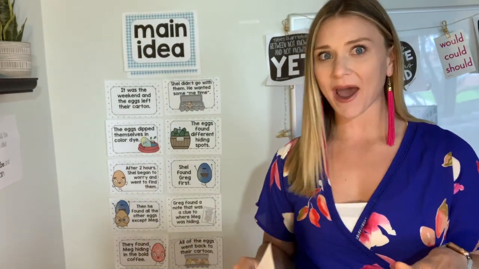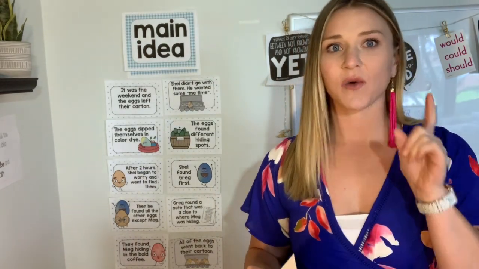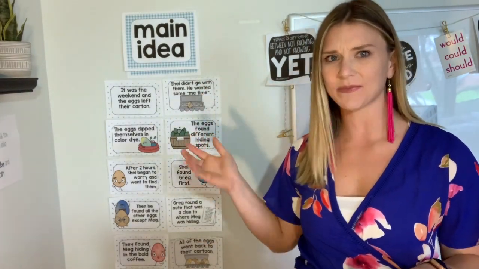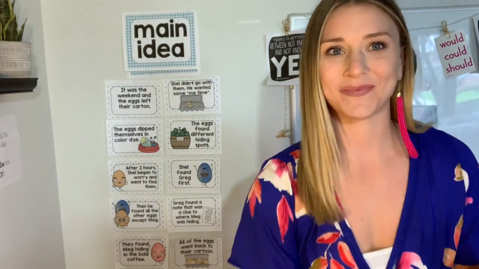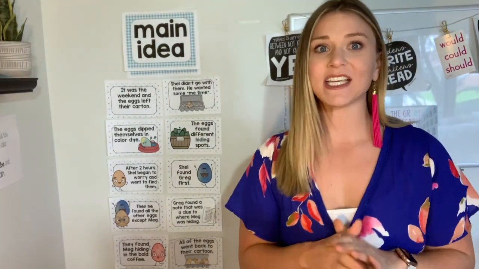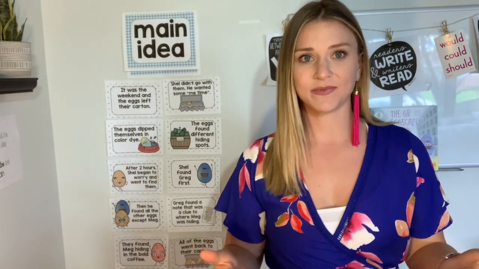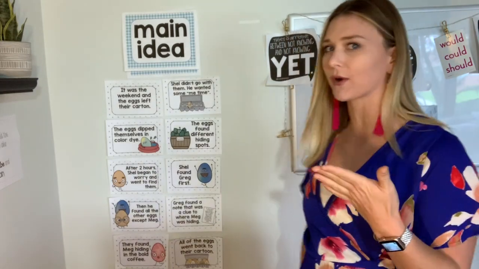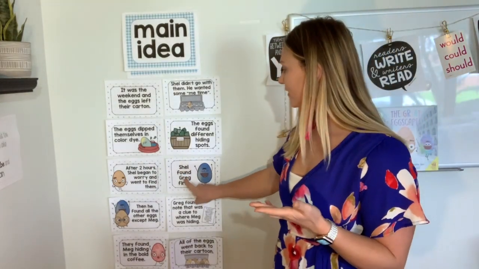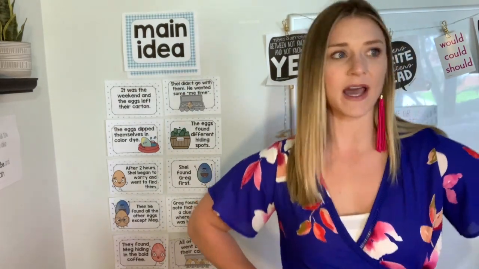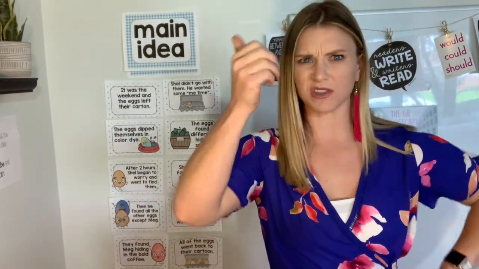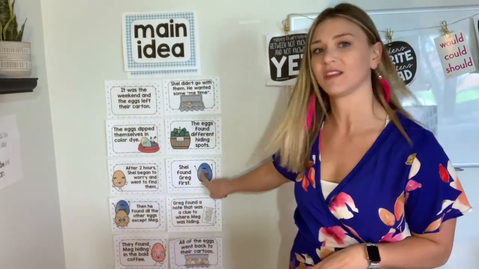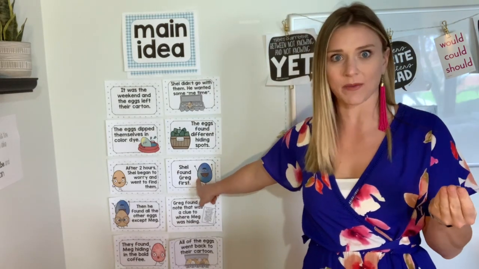Okay, so we're going to talk about the story again, and I want you to decide if what I say is the main idea or not. Remember, the main idea is what the story is mostly about. So thumbs up or thumbs down. Is this the main idea of the story? Shell found Greg first. Is that what the story is mostly about? No. So we consider that a detail, right? That tells us more about what happened.